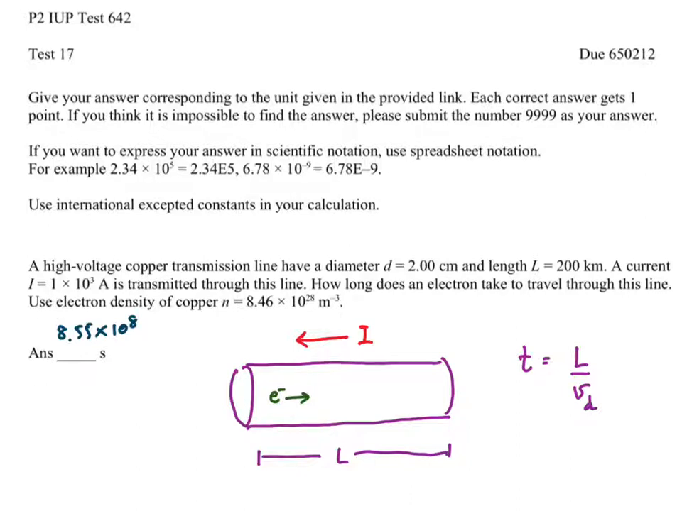Along the wire with the length L, the time that the electron takes is equal to L over Vd. Here, Vd is the average speed of the electron that moves in the copper wire, which we also call the drift velocity or the drift speed. And how can we calculate this average speed?